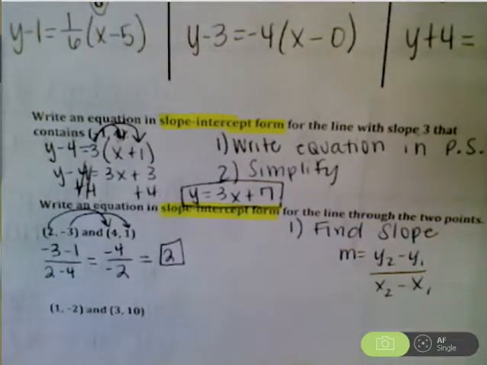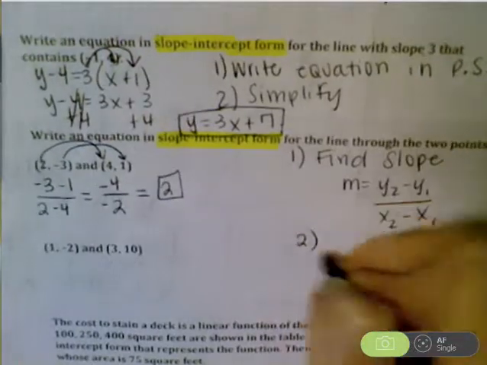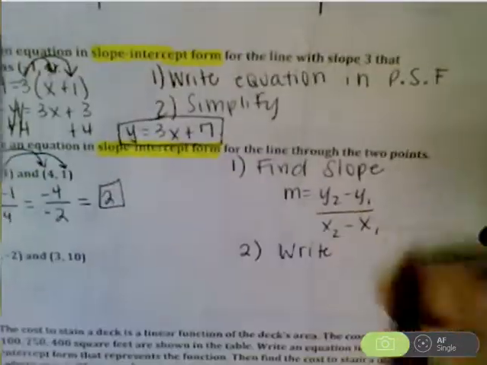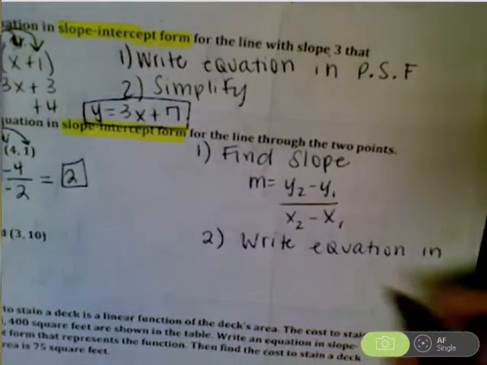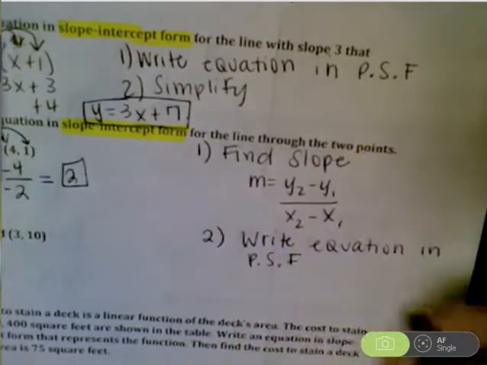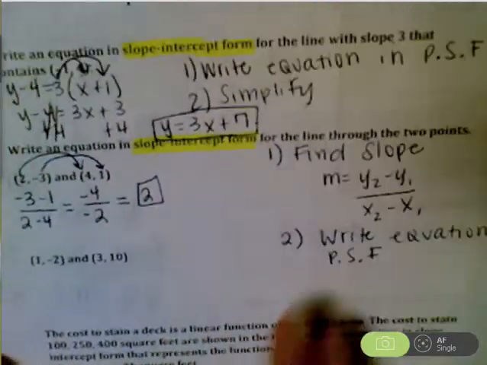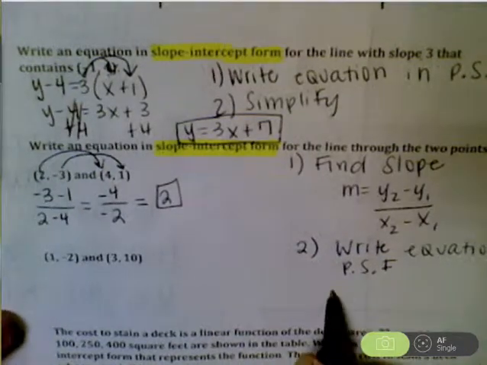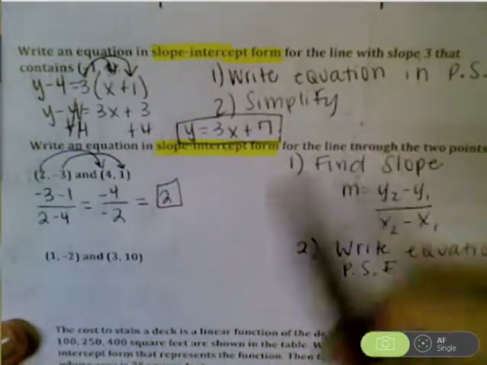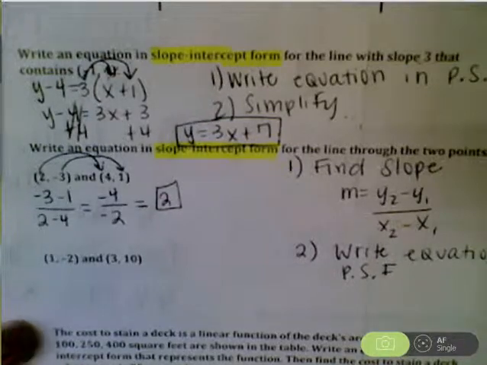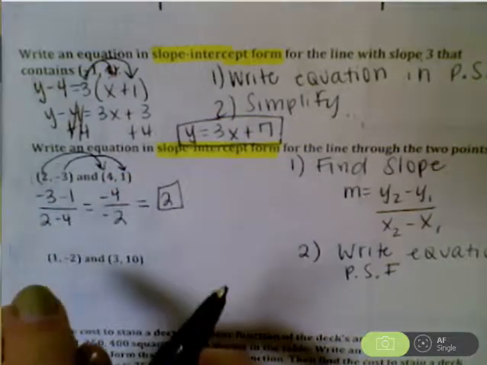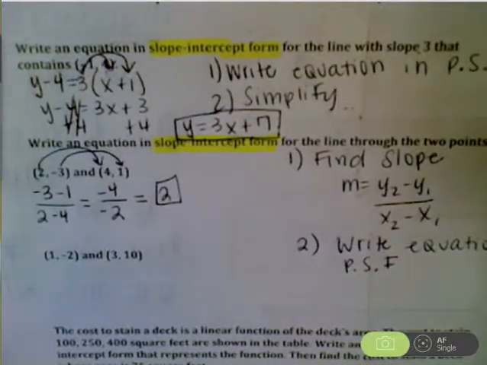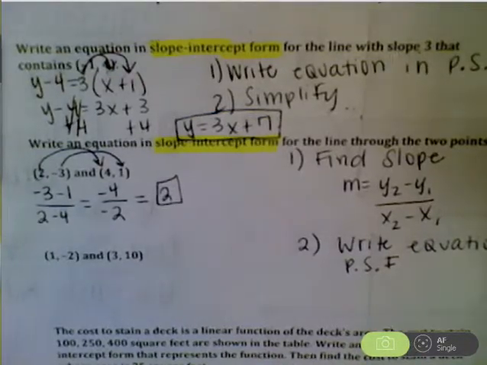Now that I have the slope, the second step is to write the equation in point-slope form. It is, but I don't have the y-intercept yet, so I have to do point-slope first and then simplify it just like I did here. So notice here I have 2 different ordered pairs. I only need to choose one of those to plug into the formula. It does not matter which one. You should get the same exact answer no matter which one you choose.